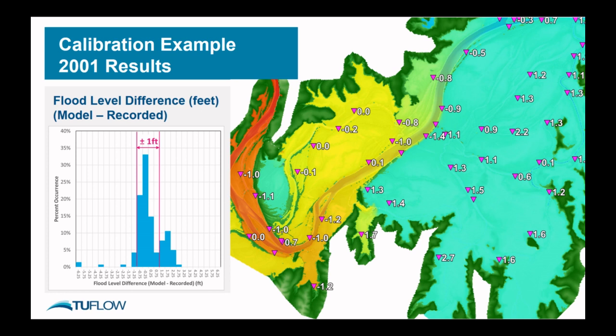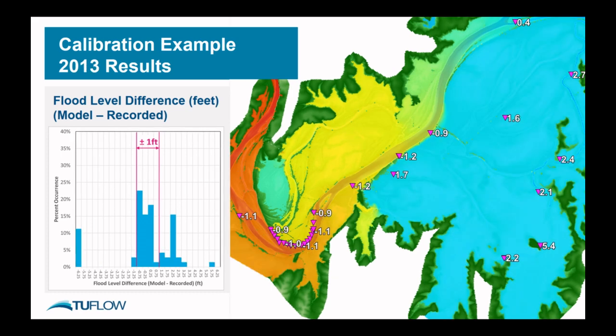Here we're looking at our surveyed peak flood marks in the floodplain. They actually look a little bit too high in a lot of locations, so up around probably 1.5 feet too high, or maybe even 2 feet too high for 2001. And we're seeing a similar trend for 2013. Levels in the floodplain are a bit too high.